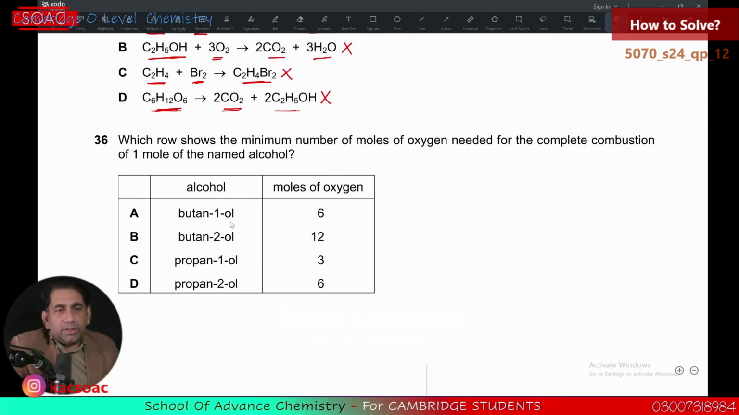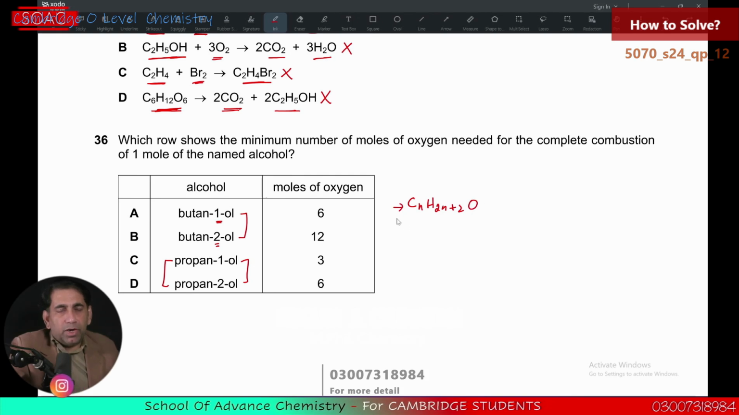Now I'm going to write the formula of these alcohols. There are basically 2 types of alcohol. One is butanol. It is butan-1-ol, butan-2-ol. The difference is only for the position, but the chemical formula will be same for A and B. Same is the case for C and D, the molecular formula will be same, just the position of OH group is different. So what is the formula of 4 carbon alcohol? That is, generally CnH2n+2O. That is the general formula of alcohol.